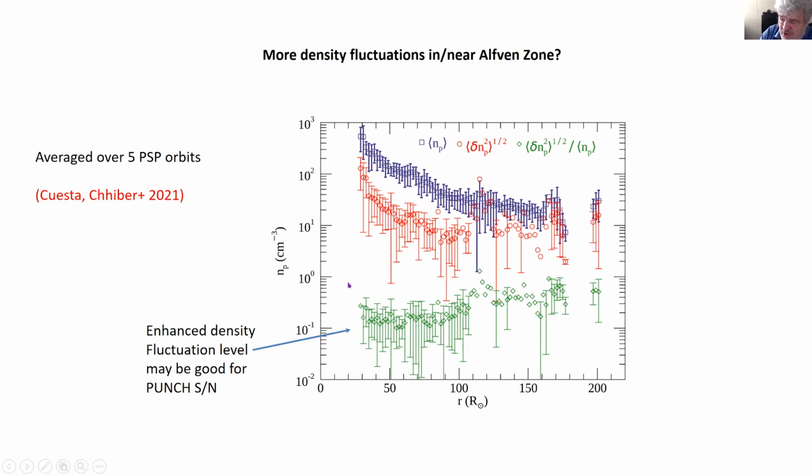Now, whether they continue to go up and maybe peak near the Alfvén critical zone would be very interesting. If they do, that may be good news for PUNCH, because, at least from a theorist's point of view, it seems like having stronger density fluctuations might give a better signal to noise ratio.